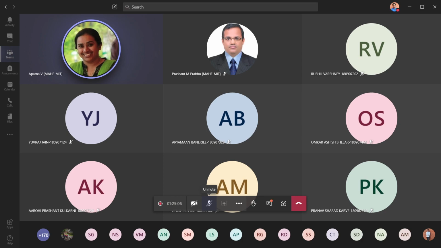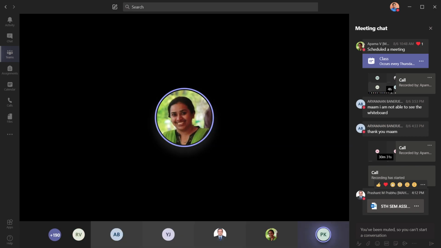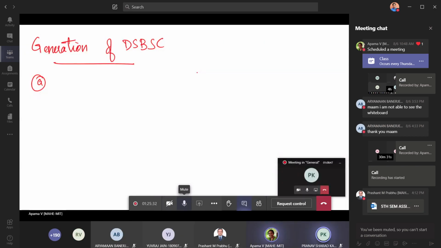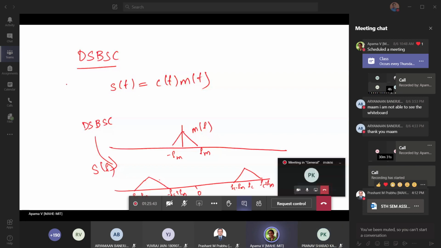And now we have generation of DSB-SC. Now we can see. Yes, whatever I saved after DSB-SC, I feel it all got erased from the PPT, so I just wrote it again.